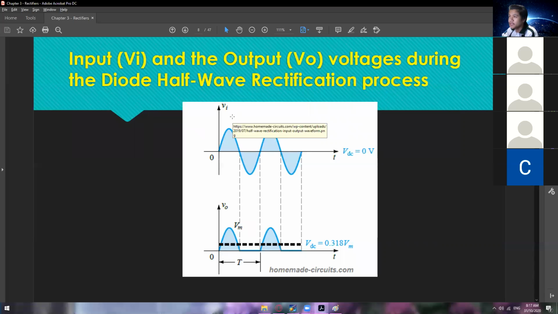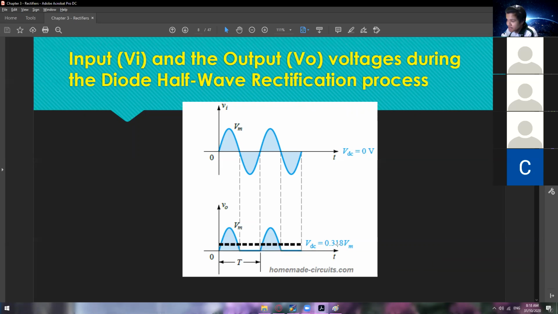So we have here the complete graph of the voltage input and voltage output during the half-wave diode rectifier or diode half-wave rectification process. So we have here the full cycle. So we have 2 full cycles. And if you take a look at this one, of course, this will only accept positive. So positive and then 0, and then positive and then 0. Okay. So if you're going to calculate for the VDC here, the VDC is equal to 0.318.